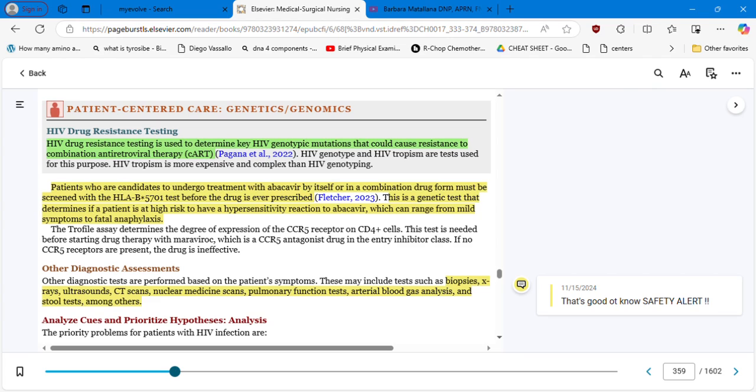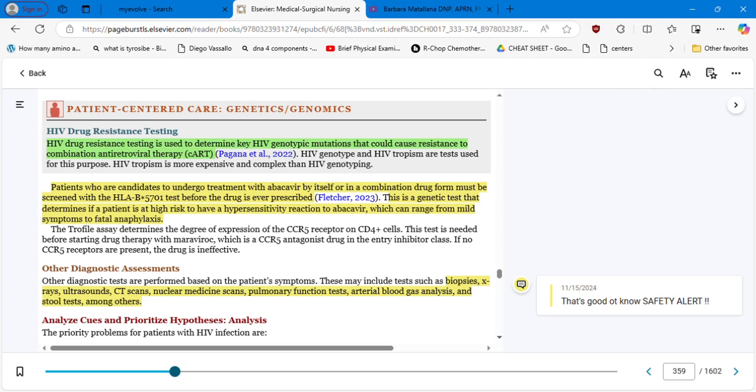HIV drug resistance testing is used to determine key HIV genotypic mutations that could cause resistance to combination antiretroviral therapy. This is a new term that we are introducing in this chapter, combination antiretroviral therapy, meaning that specific drugs are put together to treat the 7 stages that we spoke about in the first video related to HIV. The replication of the virus has 7 stages, right? From the moment the virus enters our human cells and takes part of our DNA in order to replicate. So there are 7 stages.